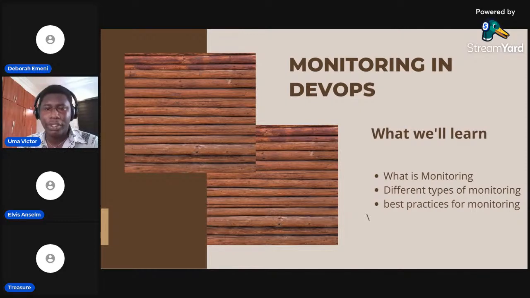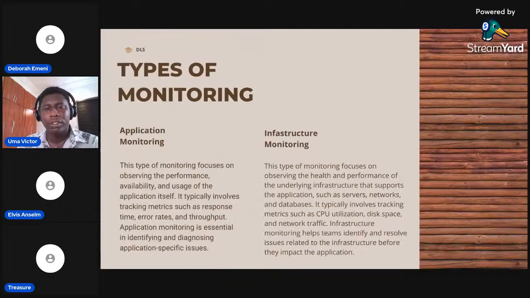Let's talk about the different types of monitoring. There are several types of monitoring in DevOps, but we'll be talking about a few of them. One of them is application monitoring. Application monitoring involves monitoring the performance and behavior of applications running on top of the infrastructure components.